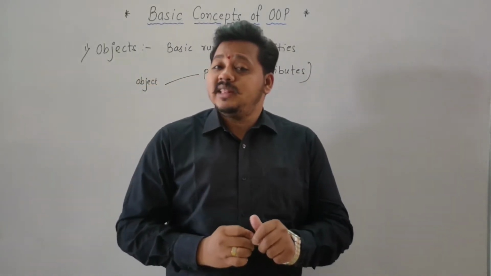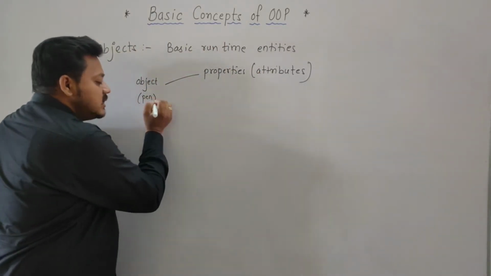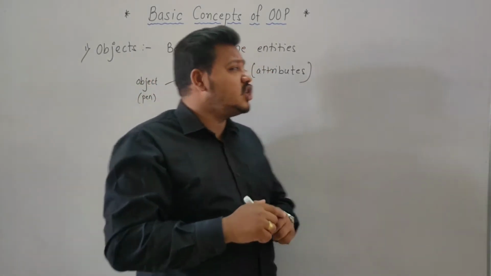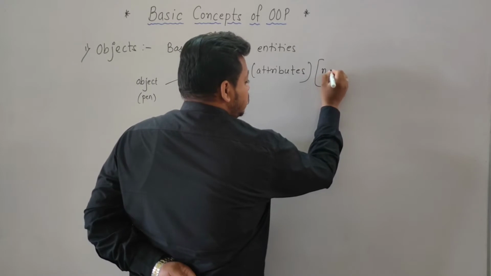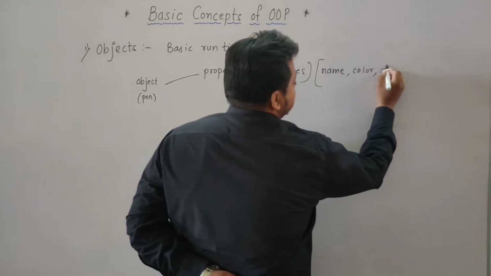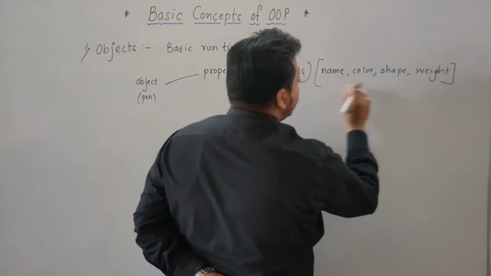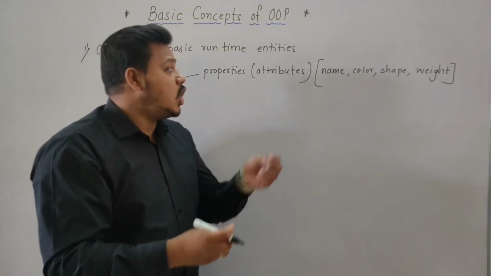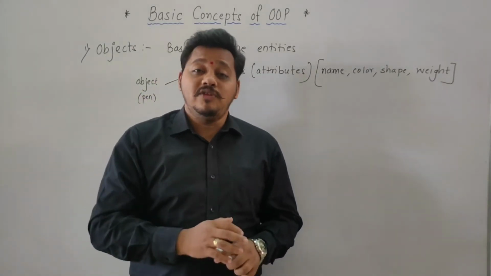For example, let's take the example of this pen. This pen is an object. So suppose I write here, this pen is an object. This pen has different properties or different attributes. For example, this pen has a name, some color, some shape, some weight. So name, color, shape, weight, these are the attributes or properties of my object pen. So each and every object has some attributes.